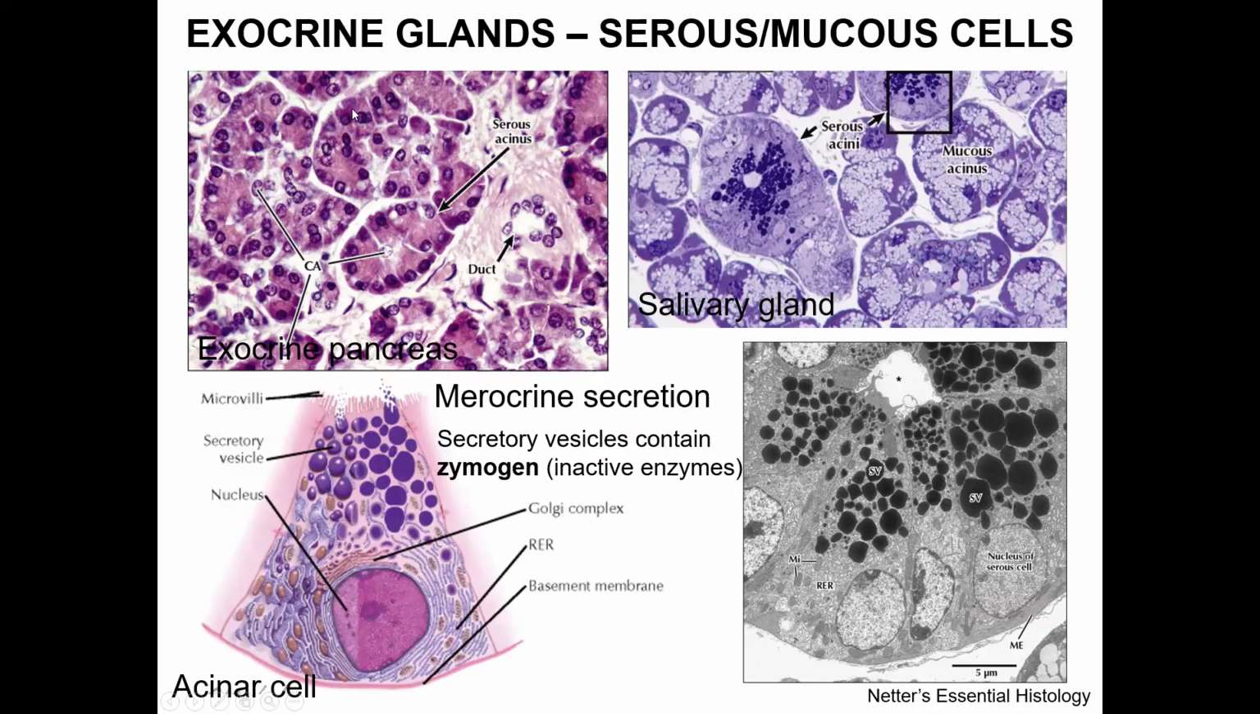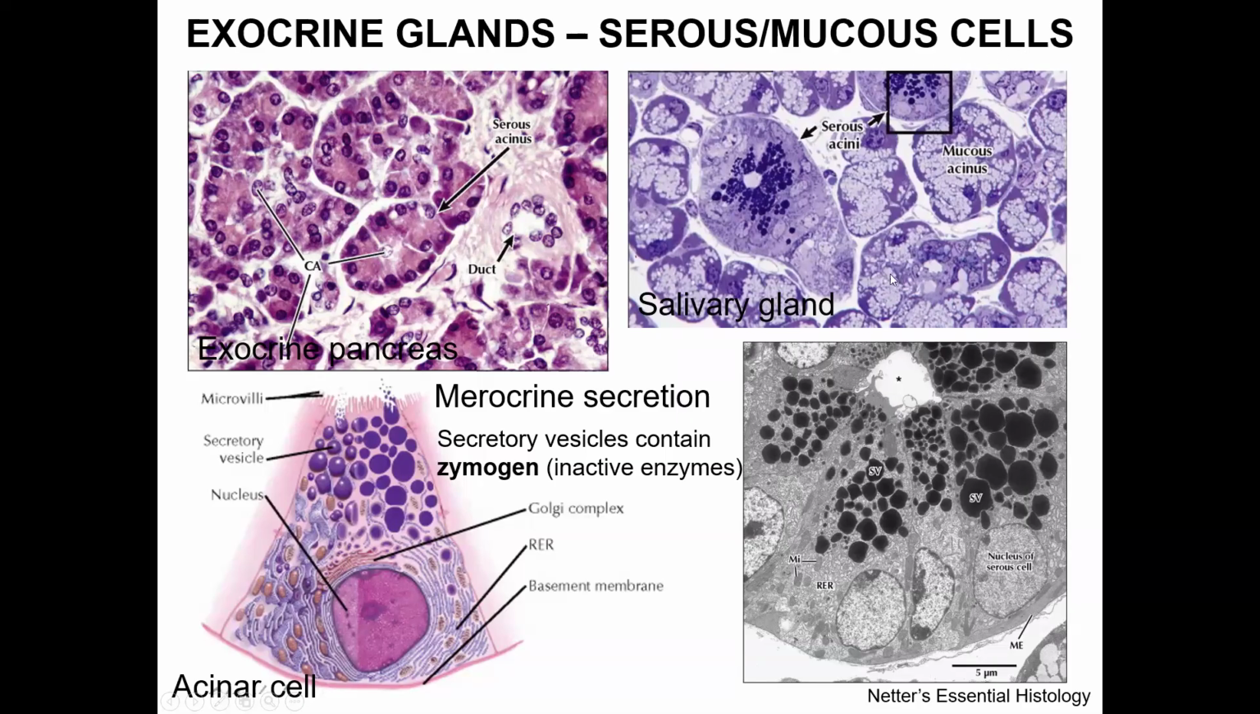Now, these are examples of serous glands. The serous glands stain eosinophilic. This is an example from the pancreas. The cytoplasm contains the zymogen granules filled with the zymogen, which is a protein, a watery secretion.